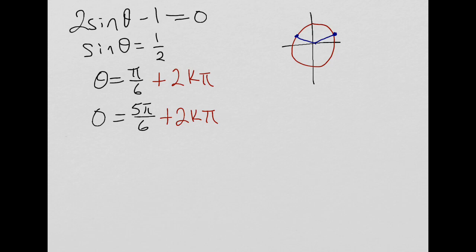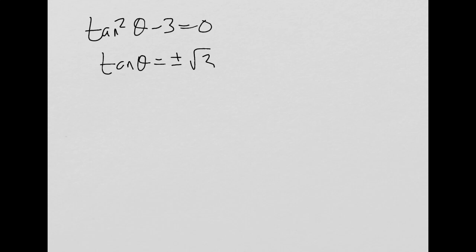Let's do another one with a tangent in it. What if I had tangent squared of theta minus 3 is 0. Well, adding 3 and taking roots, I come up with tangent theta equals plus or minus root 3. Now I don't know what quadrant theta lives in, so I do need to keep track of both the plus and the minus. I'm going to start out by finding solutions between negative pi over 2 and pi over 2, and then I can add k pi to address the periodicity of the tangent.